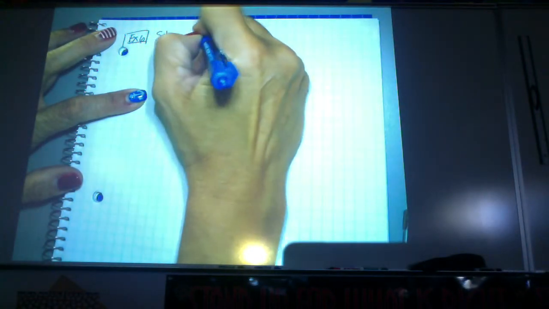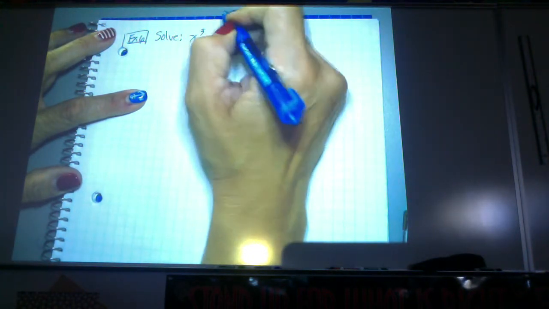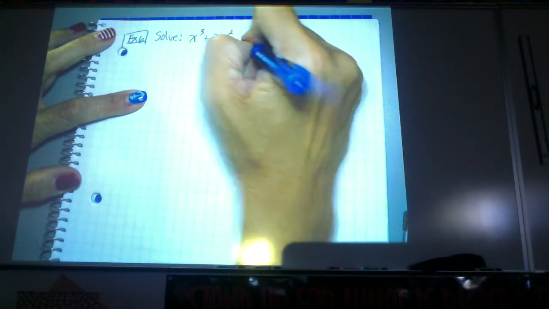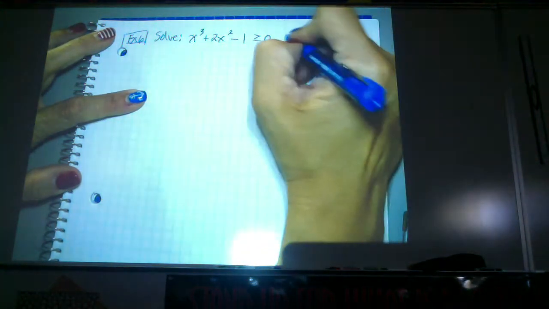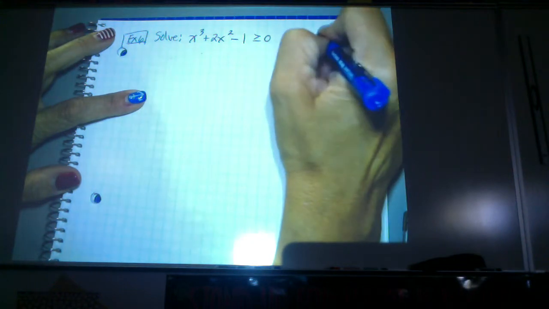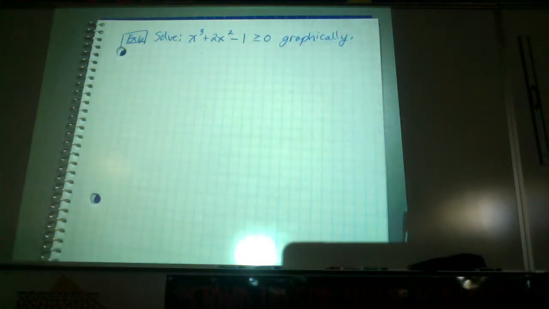All right, we're gonna solve x cubed plus 2x squared, well, for now, minus 1, greater than or equal to 0, graphically. These ones are actually quick because you can only do them graphically. Even if MathXL doesn't tell you graphically, you don't know how to factor that yet. So that's what we're going to do.